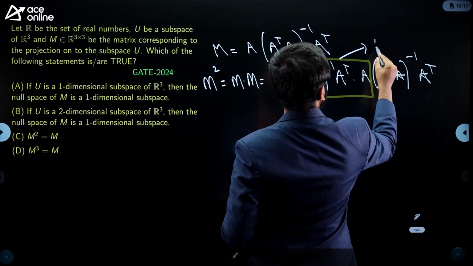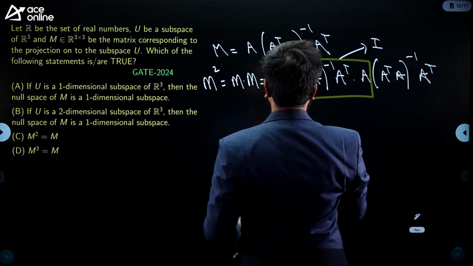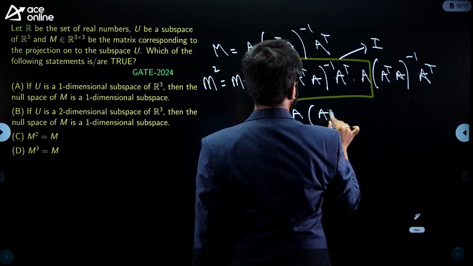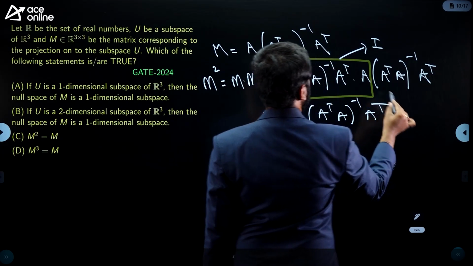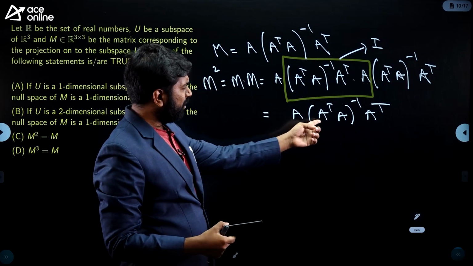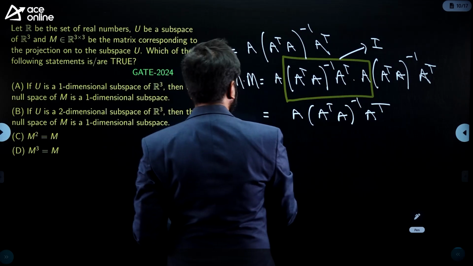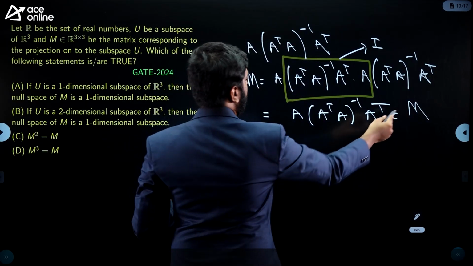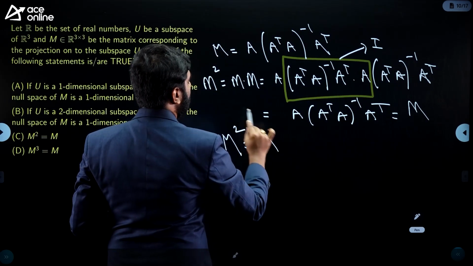This portion is I. If this is I, then A into I is A. So what is left is something like this, A, and then this portion is left over, A transpose A whole inverse, again A transpose. Interestingly, you calculated M square, you got this, but this is again M. So what we got is, we tried to find M square and that resulted in M. So M square is the same as M.